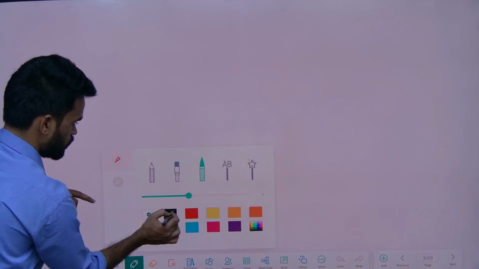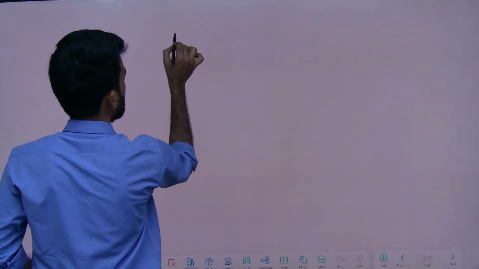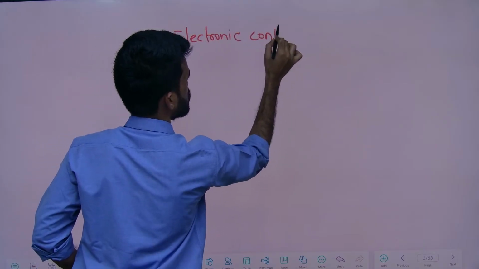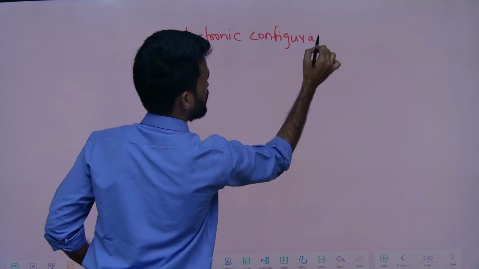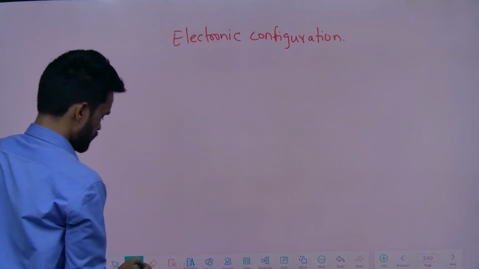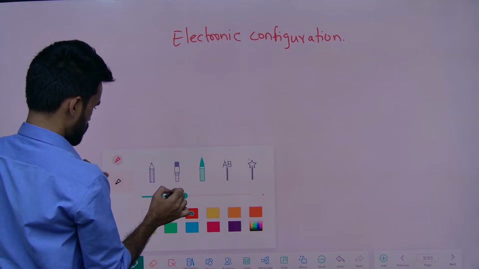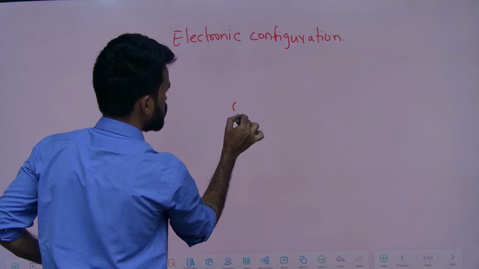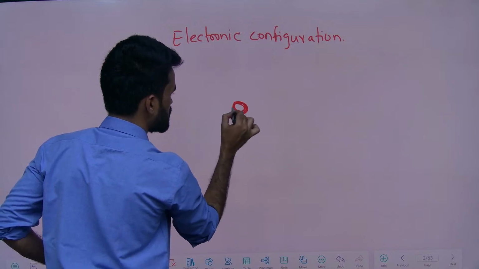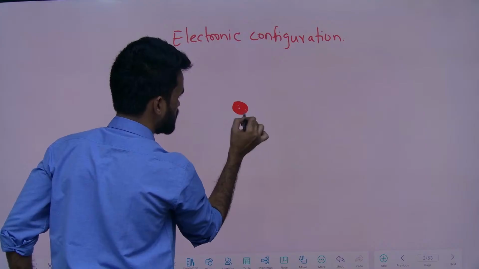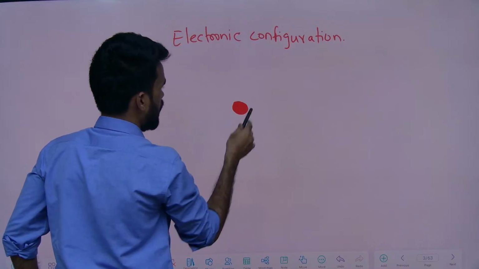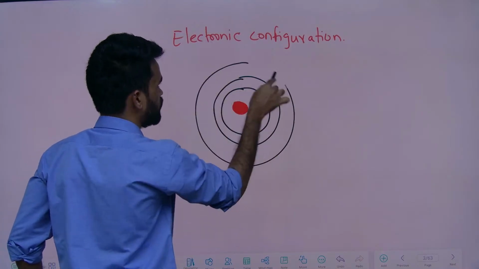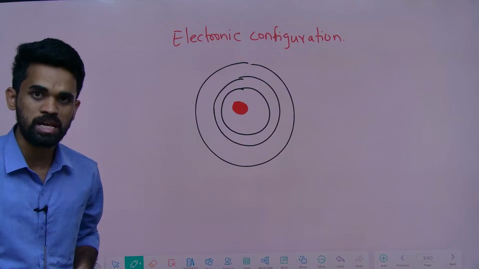So today's discussion is electronic configuration. I will start it from very basic. Say if you consider an atom, the center part of the atom is called the nucleus. Let us say this red color part is the nucleus. And now the circular parts around this red dot will be considered as orbits, that is, shells or orbits.